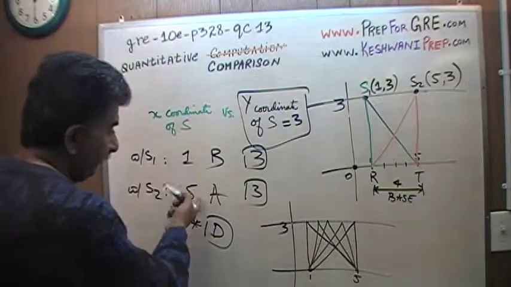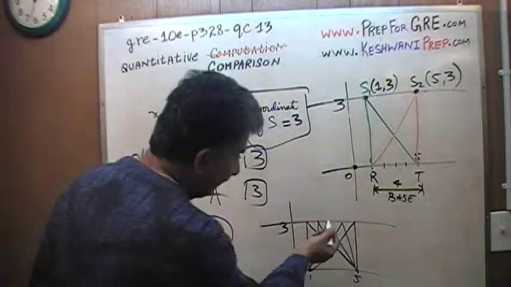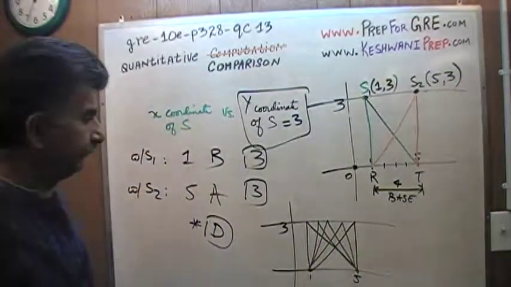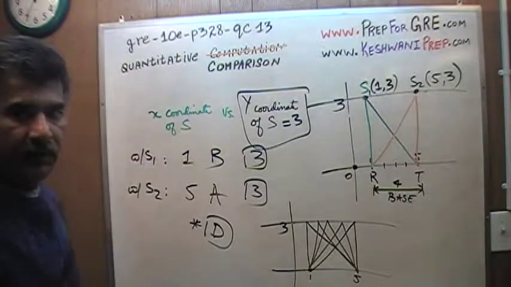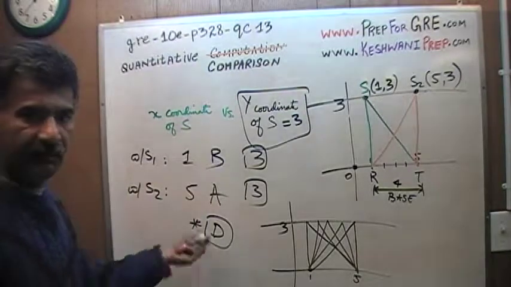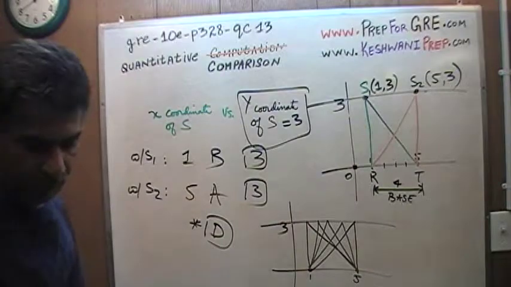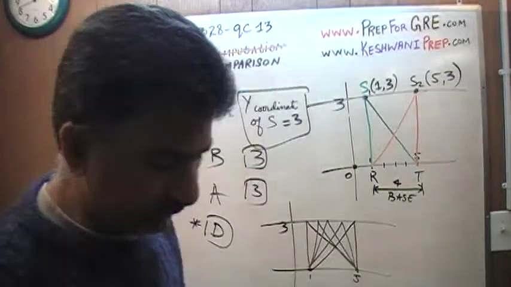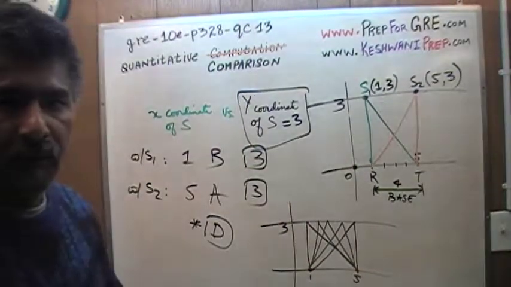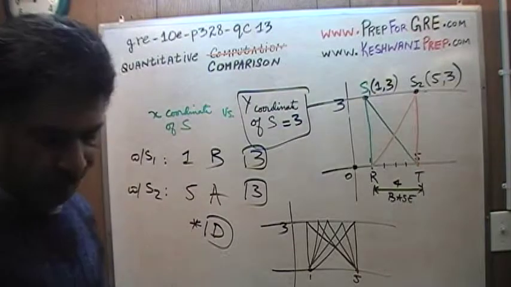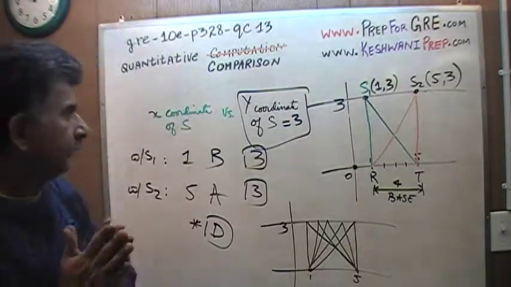The answer could also be C. S could actually be exactly maybe at 3. It could be anywhere. Do you understand? So the answer could be A or B or C, because the answer keeps switching. The correct answer therefore is D, because we cannot tell the x coordinate of point S. That's all. That's it, we are done.